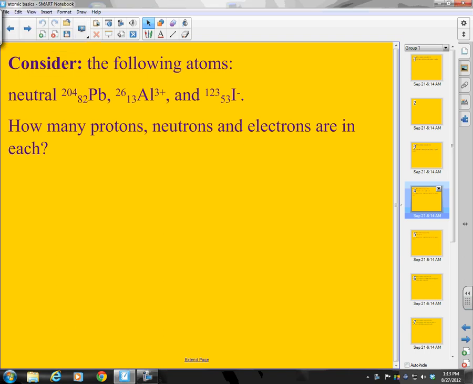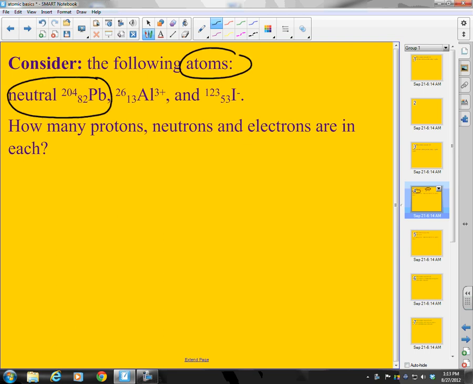Okay, so welcome back, and we are in the middle of our discussion about the atomic basics. Last time we talked a little bit about the mass of protons, electrons, and neutrons, where they're located, and their assumed charge. Now let us move on to the next problem. Consider the following atoms: a neutral lead-204 (204, 82 Pb), an aluminum-26 ion (26, 13 Al 3+), and an iodine-123 ion (123, 53 I minus). We want to know how many protons, neutrons, and electrons are in each of these.